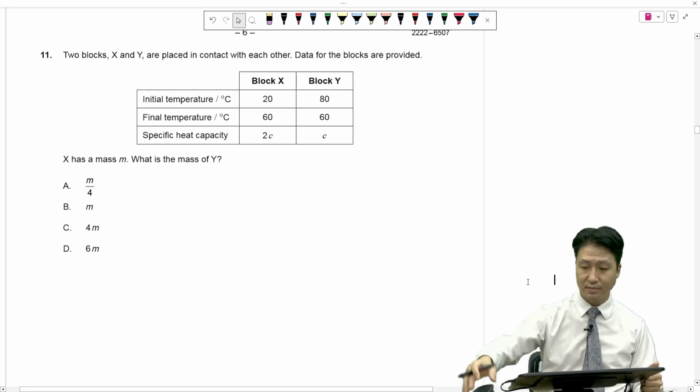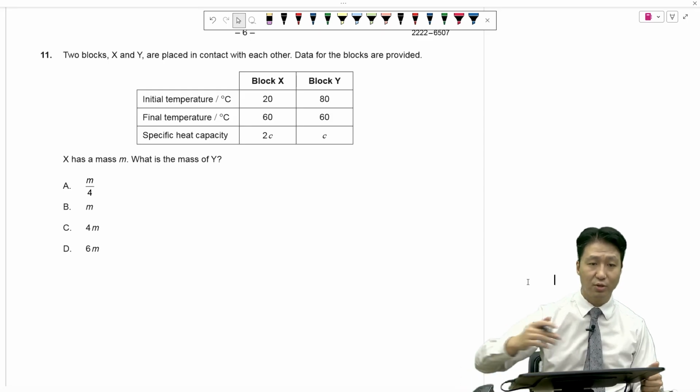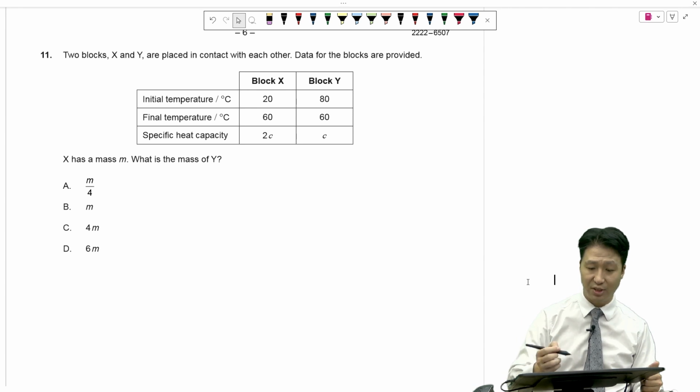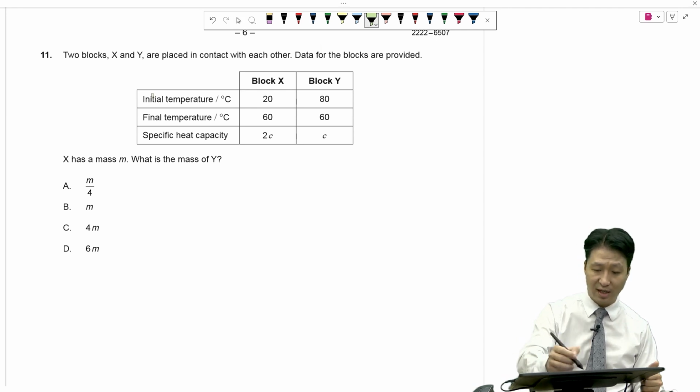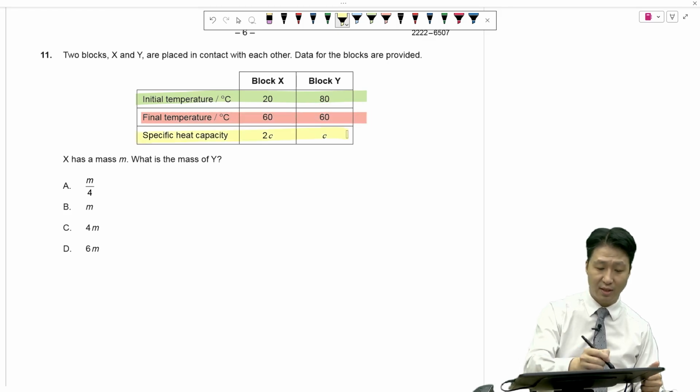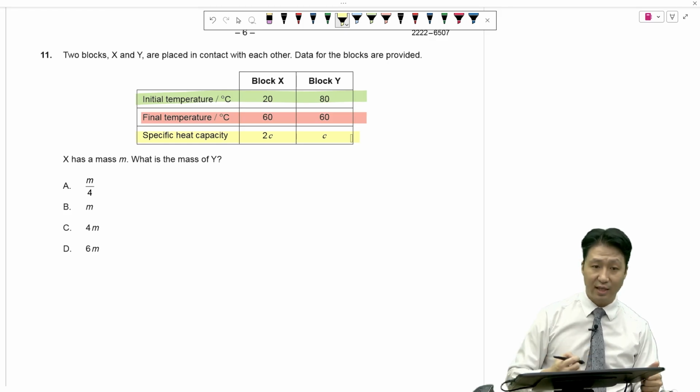Number 11, the question reads that there's two blocks, X and Y, and they're placed in contact with each other. Data for the blocks is provided. So we have initial temperatures, final temperatures, and specific heat capacities. X has a mass of m. What is the mass of Y?